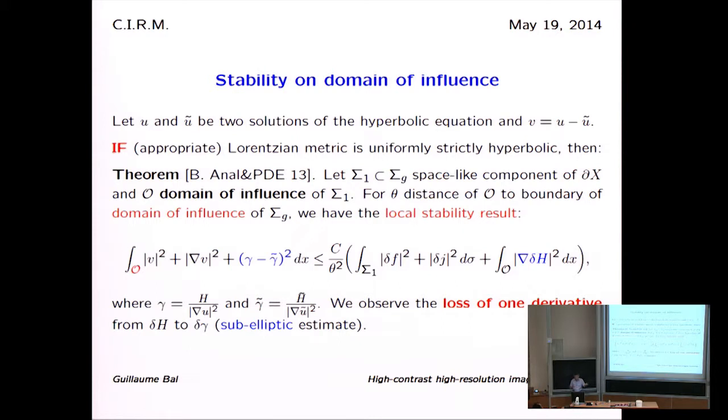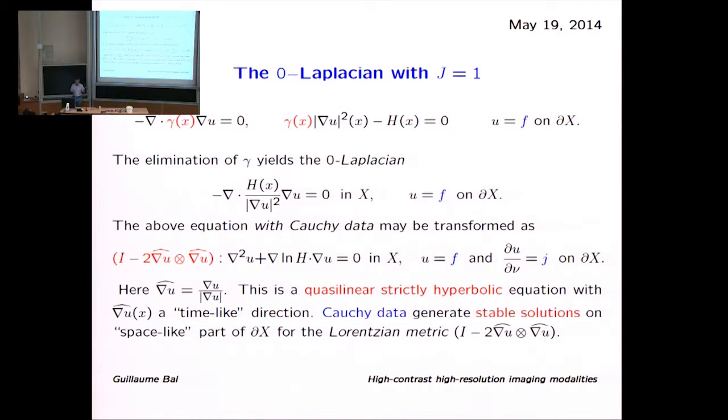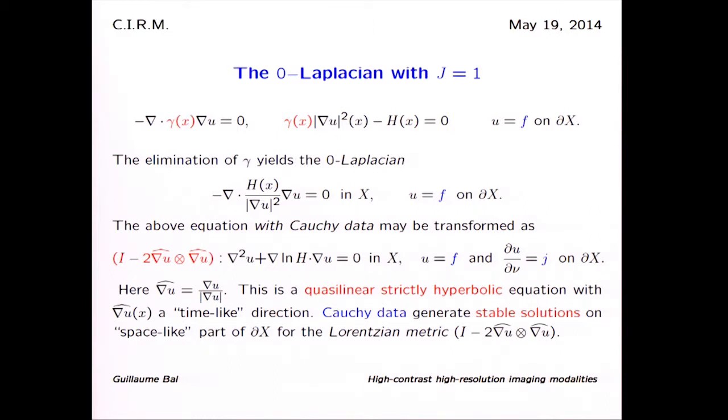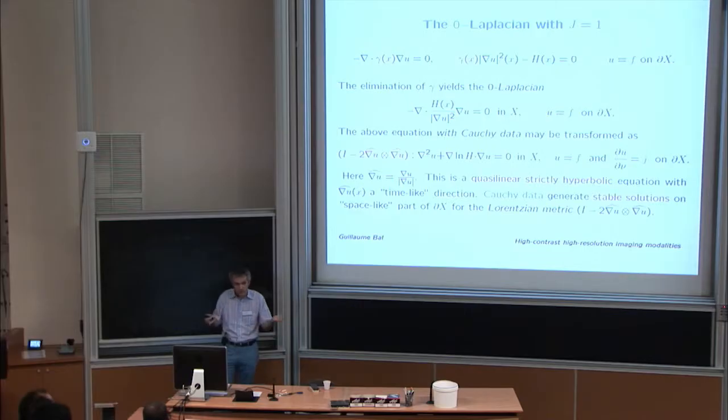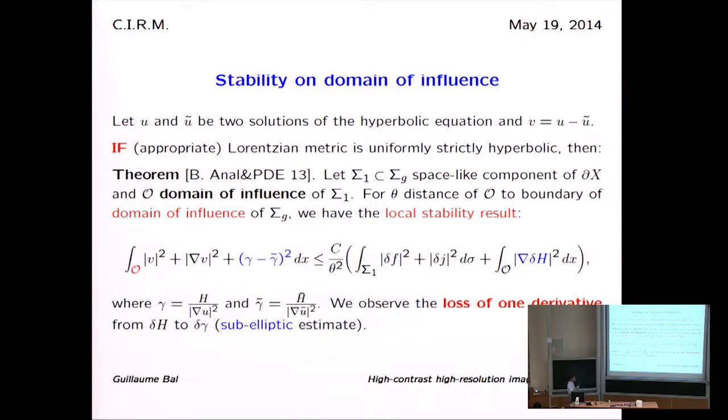So this is just the analysis of a standard hyperbolic equation. Whenever we have a source term and we solve a wave equation with a source term, we gain only one derivative and not two, because the wave equation is not elliptic. So we still gain one derivative, but you lose one derivative from the source to the reconstruction.